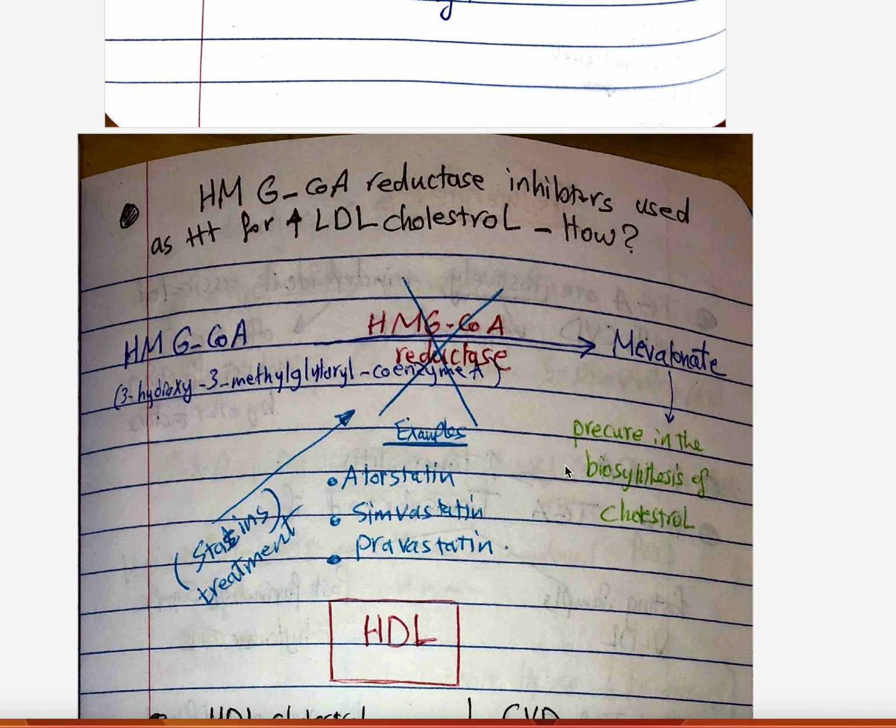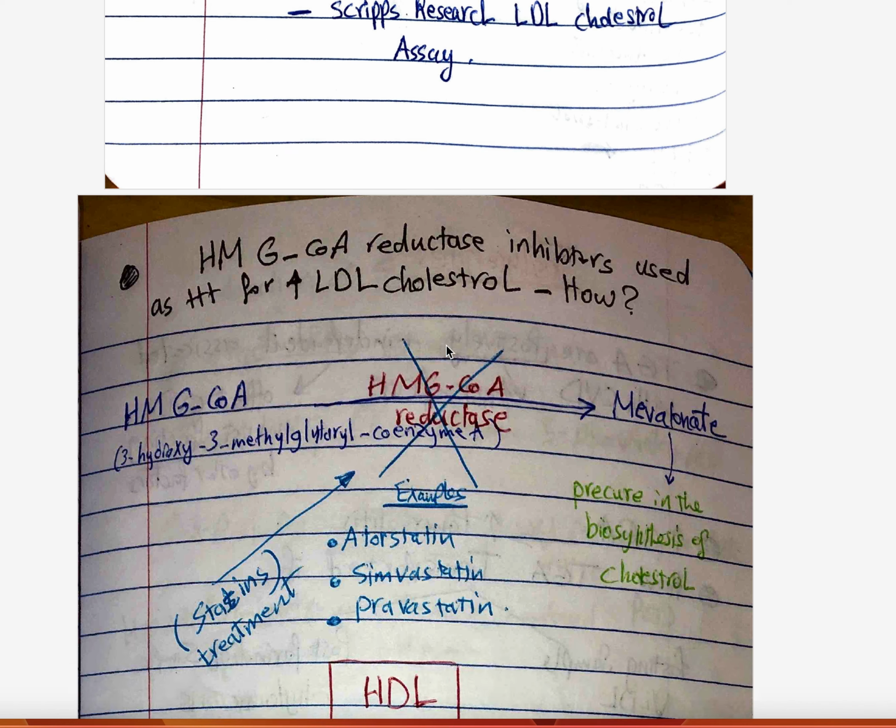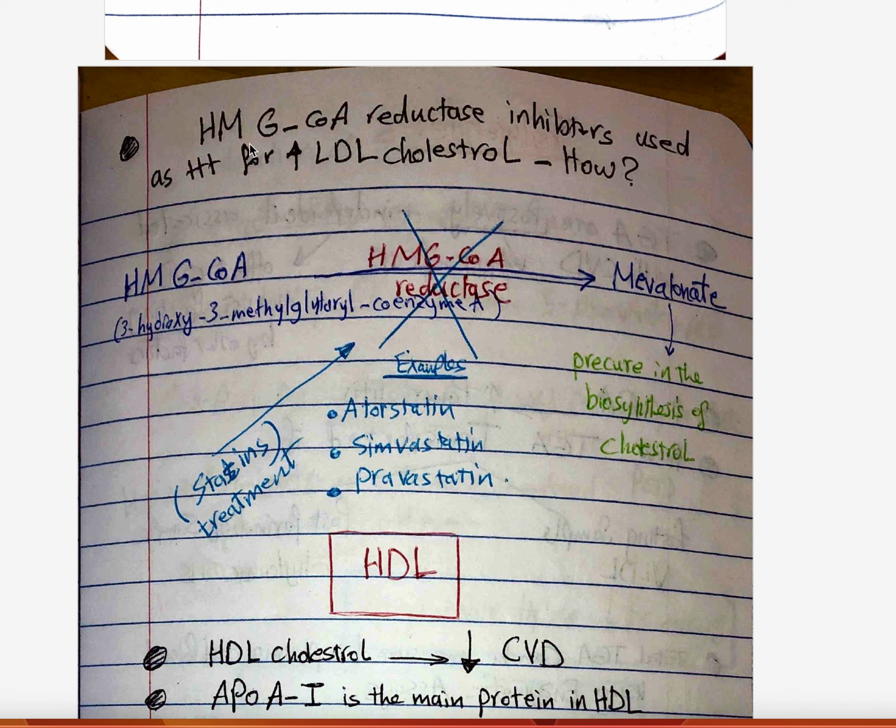And there is another one to talk about. This is called HMG-CoA reductase inhibitors, used for the treatment of low density lipoprotein cholesterol. But the question is how. So let's talk about how this can maybe happen.